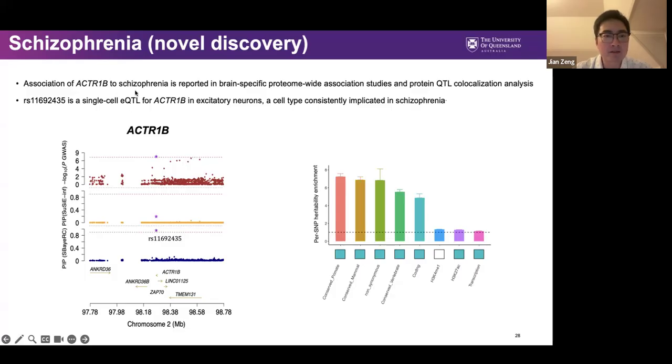And we further look at the association of the gene to schizophrenia, and we found this highlighted in the proteomic association study and also protein QTL colocalization analysis. And this variant is a single-cell eQTL for the gene in excitatory neurons. And that's also a cell type implicated in the cell type mapping analysis for schizophrenia. And this variant also has important functional annotations, and it's a missense variant for the gene. So putting all this evidence together, it seems to suggest that this is likely a causal variant for schizophrenia.